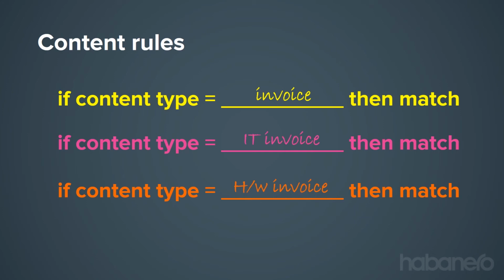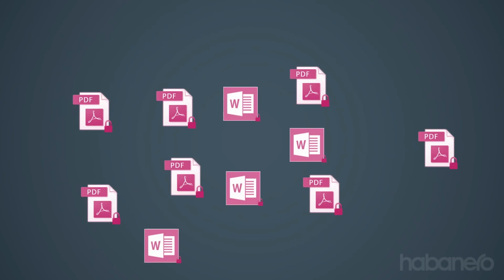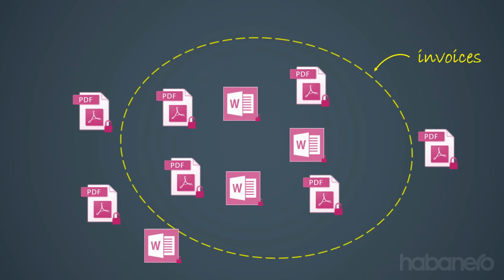Okay. The last piece of this puzzle to draw it all together is to think about a collection of documents, and these are documents identified via their content types. The content rules that we're going to apply to these documents determine which matches are going to get made. So first of all, we had that first content rule all about invoices. So this is the collection of invoices. Now, in this case, we have PDF, we have Word documents. You can imagine any type of document here, of course.